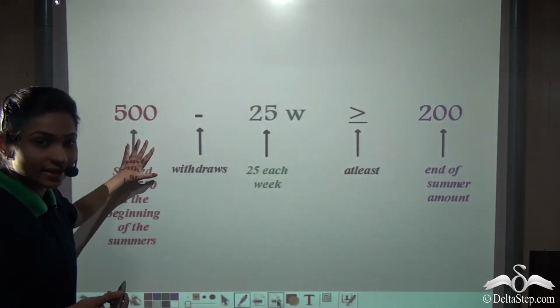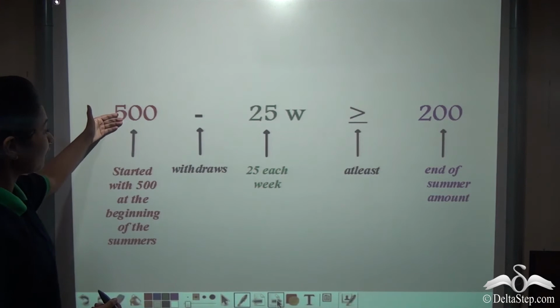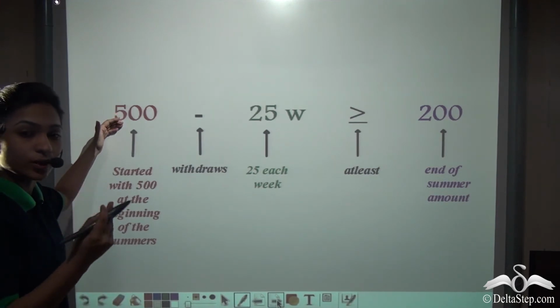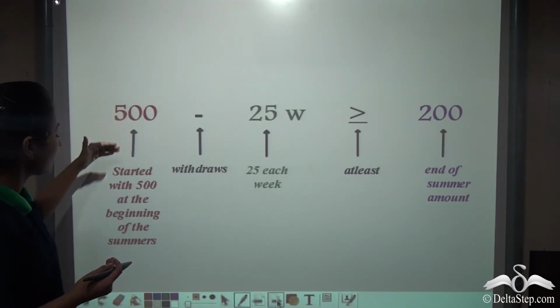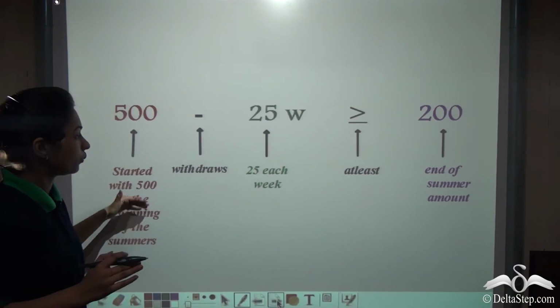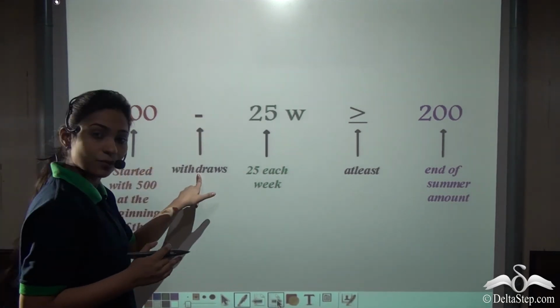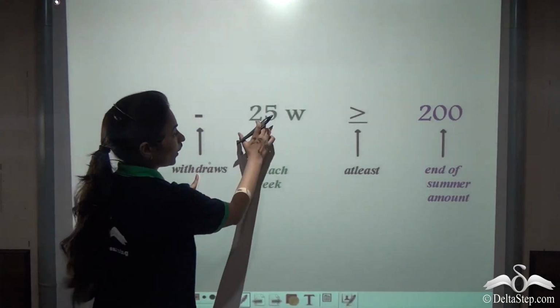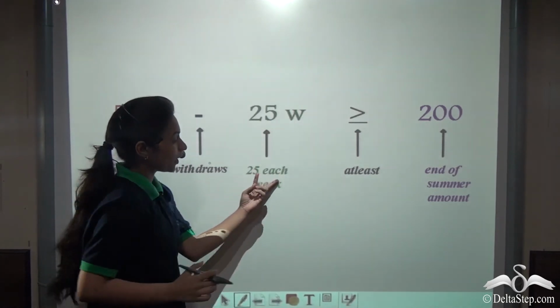Now let us analyze the inequation we have formed. 500, he had started with, or you can say that he had 500 in the beginning of summers in his bank account. Now minus, because he withdraws money. Now 25 into W, that means 25 each week.